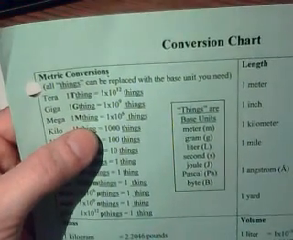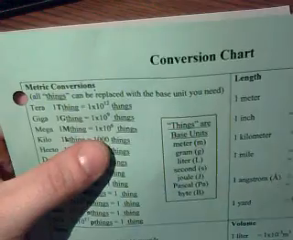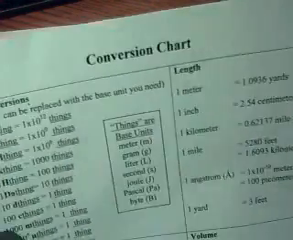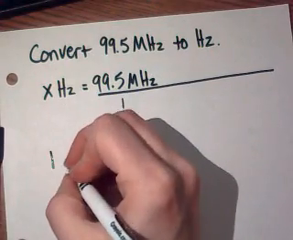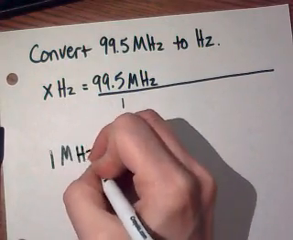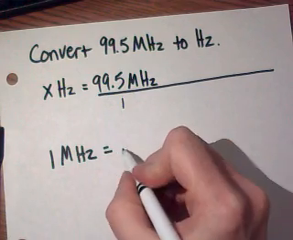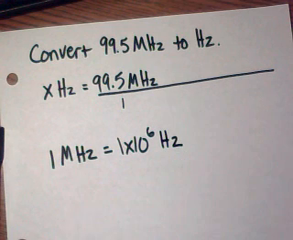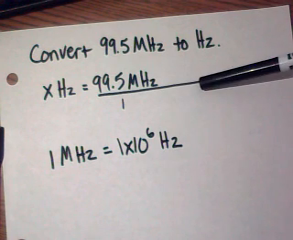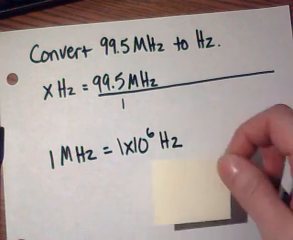Then we look and it says 1 mega thing is equal to 1 times 10 to the 6th things. I'm going to replace thing with hertz. It's not on this list, but I can do it. 1 capital M hertz is equal to 1 times 10 to the 6th hertz. That's the equivalence statement, but that won't do me any good in this problem. I need a ratio in a fraction format.